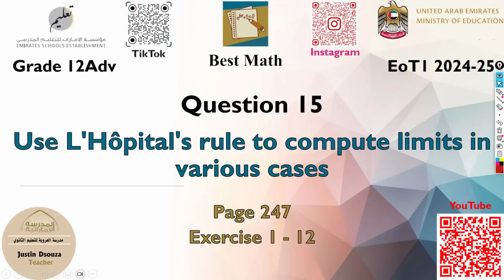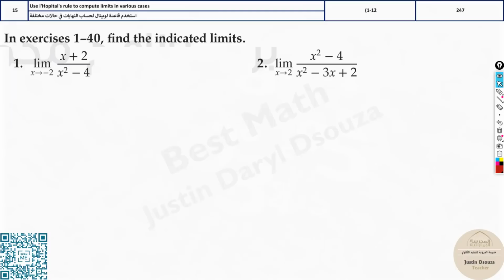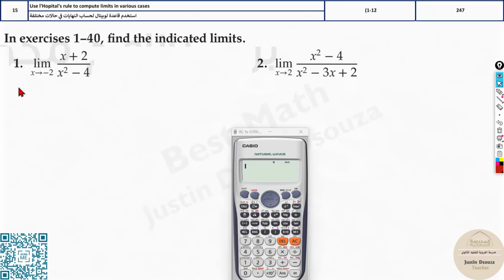The final question in the electronic part is using L'Hopital's rule. We have done the same topic in the writing part. That's question number 20. But since question 15 is an electronic part, I'm going to use the shortcut methods. We'll use our calculators for this. All you need to do is type this given expression as it is in the calculator, that is the limit that is given, x plus 2 divided by x squared minus 4. Now when the limit is minus 2, let me write it out over here.